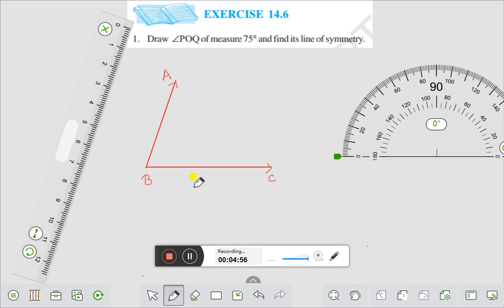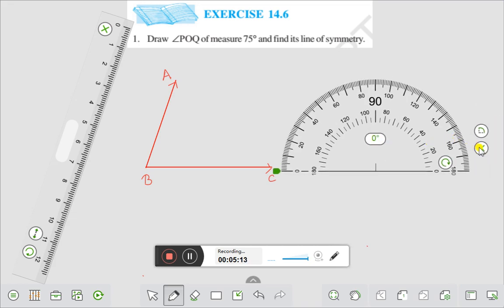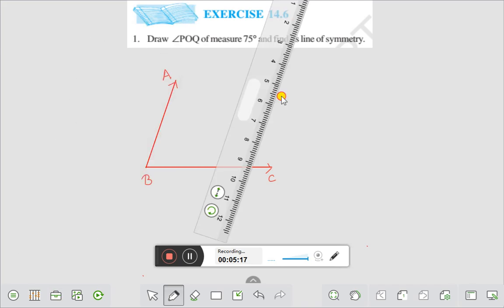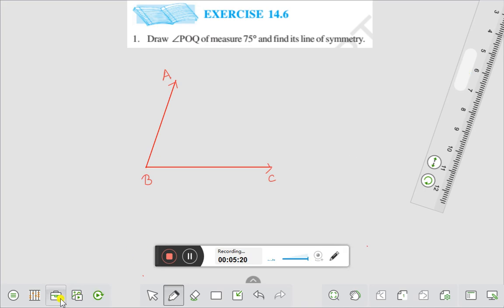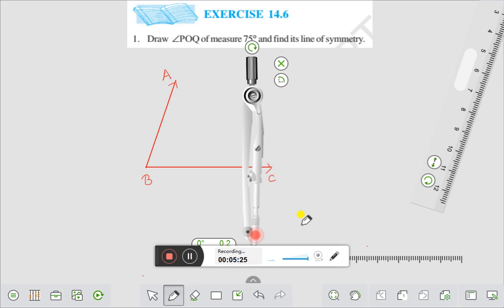Now we'll find its line of symmetry. To find the line of symmetry, you have to bisect this angle, that is angle ABC. Let us take the compass. Here is the compass, right? Now we will bisect this angle. How to bisect an angle?